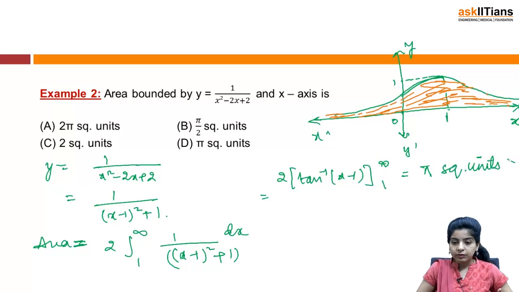So this was, I suppose, a very simple question. The answer is simply pi square units. That means option D is correct.